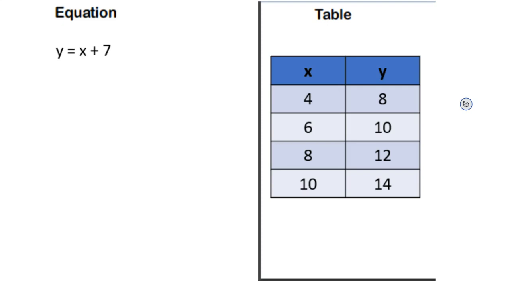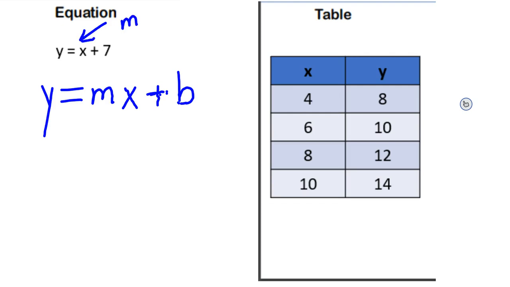First we have an equation. So to find the y-intercept of an equation, we're just going to examine this here. Our format for an equation in slope-intercept form is going to be y equals mx plus b. If you look at this equation, you'll see that the slope is 1, but something else is happening. So in order to get y, we're adding 7 to x. That number that we're adding is called the y-intercept.